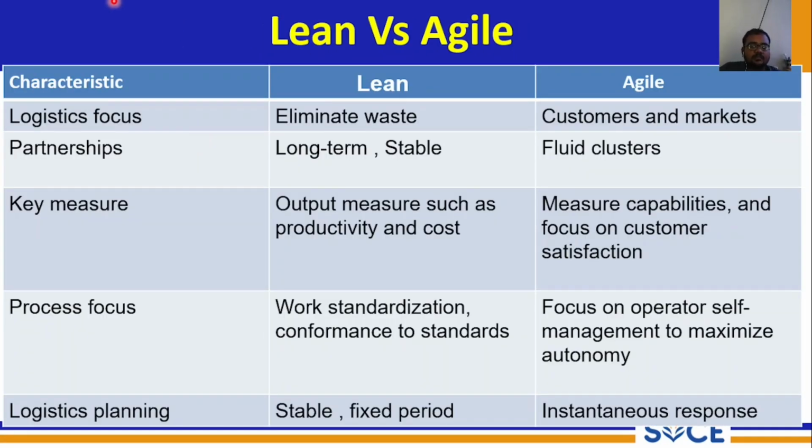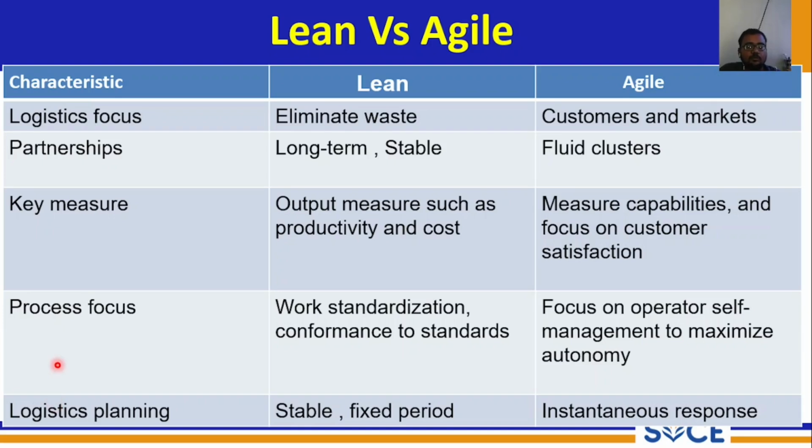So a few characteristic comparisons of lean and agile have been discussed here. When you consider the logistics aspect, lean is more focused towards elimination of waste, whereas agility is more focused towards the customers as well as the markets. When you consider partnership, lean calls for a long-term and stable partnership, whereas agility, as I said, is about a very short product life cycle, and when the company is planning to bring the product in a much shorter time, then you cannot expect to have a long-term relationship. It has to have a fluid cluster. Then and there you have to form a few clusters, making sure that you both benefit, right? It's kind of a win-win situation again.